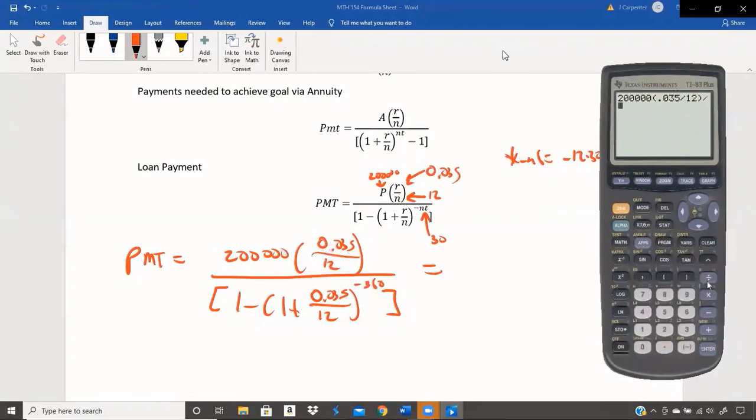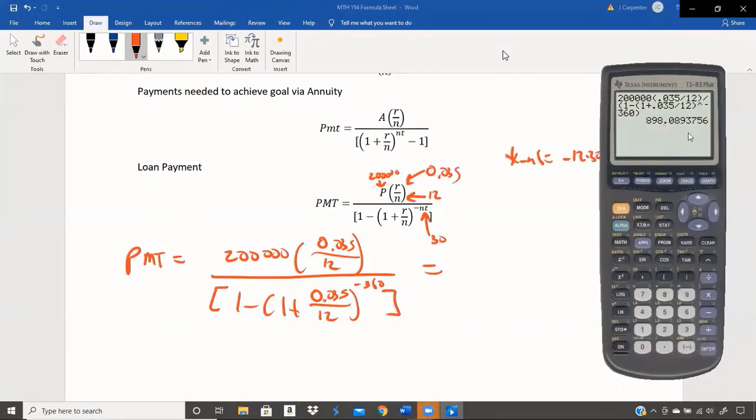The fraction counts as a division. Brackets count as parentheses. 1 minus, parentheses, 1 plus. Practice this on your own though, if you want to. 0.035 divided by 12. Close it. Raise it to the negative 360. Remember, always pre-multiply your exponents for things like this. Close the bracket, which is another parentheses. And look at that, $898.